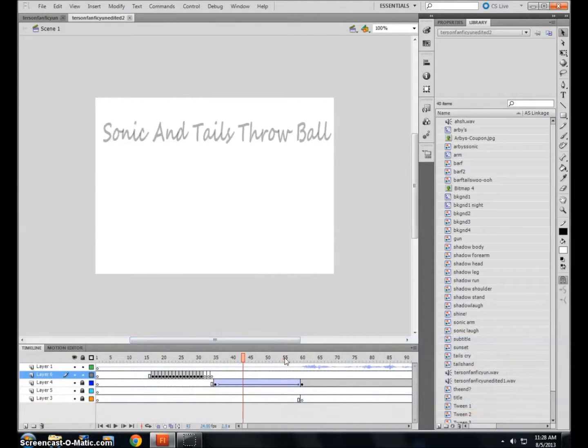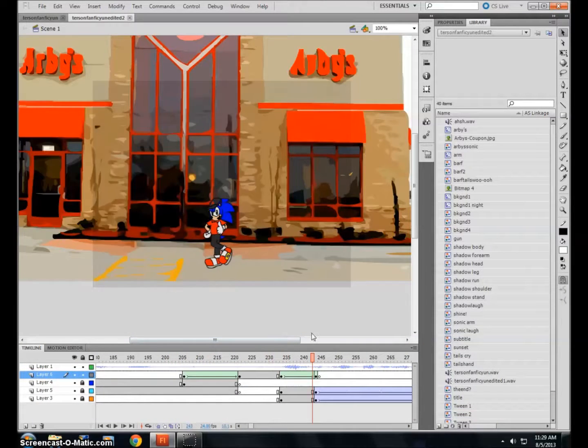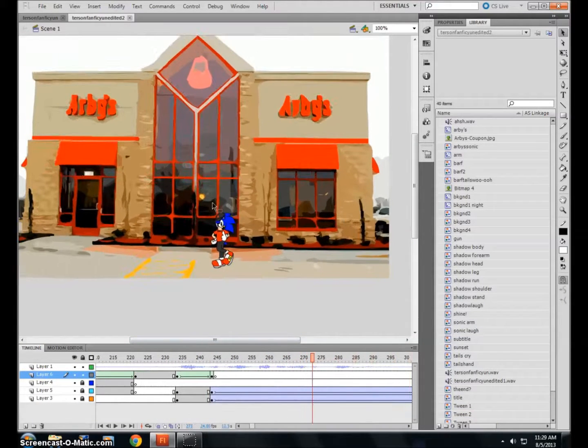Alright, this is when things really start getting interesting. Oh yeah, and here's the Arby's picture. In fact, this is actually a photograph. I didn't draw this myself. That would take way too long. This is actually a photograph, but it's done what's called a trace. I just hit a button and it makes it look like it's hand-drawn. It's pretty cool. And it also cuts down on the memory.